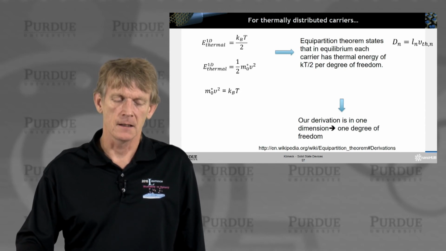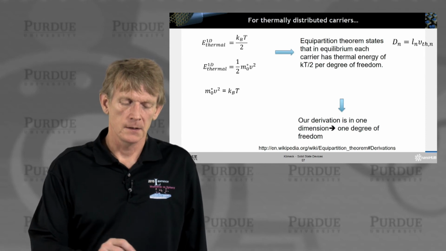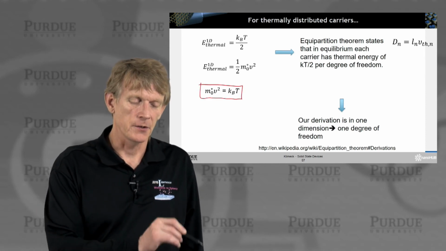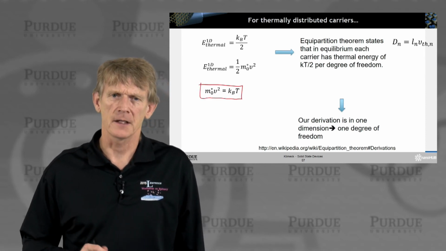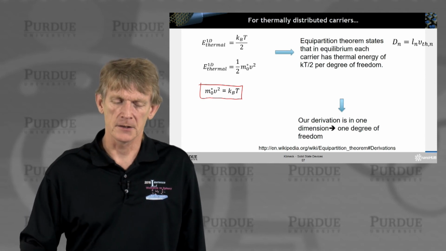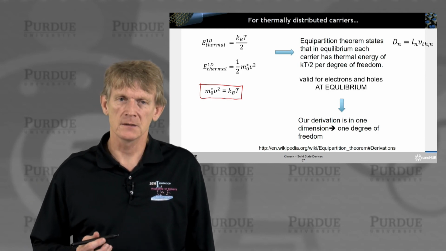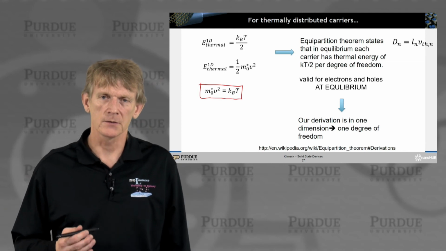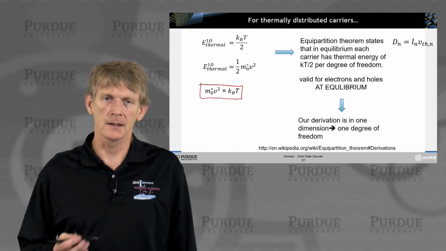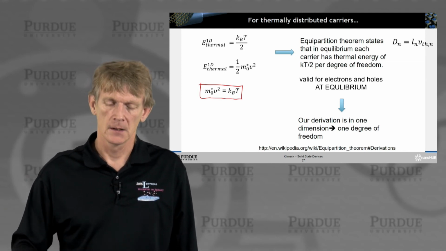We set the kinetic energy to the thermal energy. Here you can just add the factor of 1/2 to it in a one-dimensional system. And this means this must be true in equilibrium. So this relationship that we're going to derive, again, holds in equilibrium.